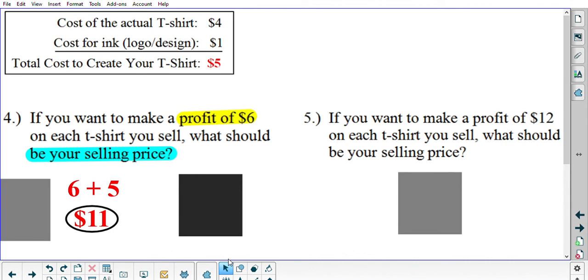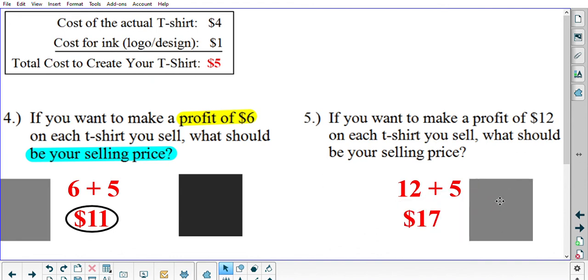Okay, let's see how you did. Number 5, they say you want to make a profit of $12. So what would be your selling price? So again, we're still using the same thing that we already had, $5 to make our t-shirt. So if we want a profit of $12, then 12 plus 5 means we would have to sell this t-shirt for $17. So that way, when we take away the $5 that it would cost to make it, then we would end up with a profit of $12. There you go. That's number 5.